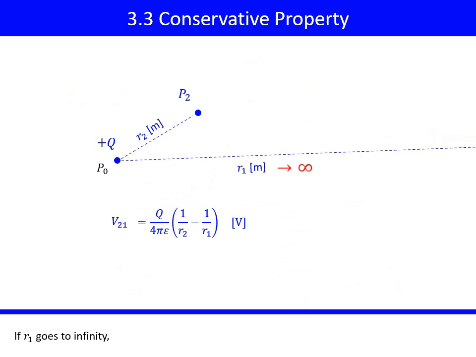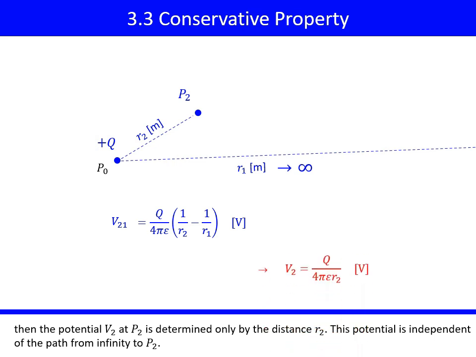If R1 goes to infinity, then the potential V2 at point P2 is determined only by the distance R2. This potential is independent of the path from infinity to P2.